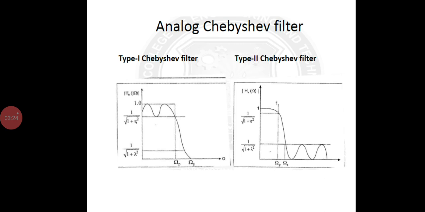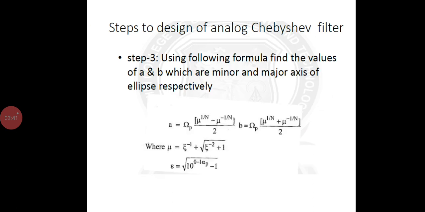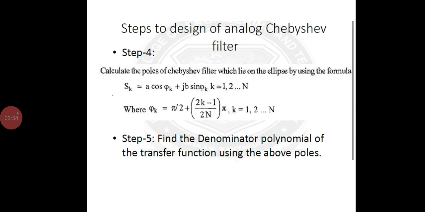And then the next one is the analog Chebyshev filter. This is the Chebyshev 1 transfer function, and next is the Chebyshev 2 transfer function. Same as in the Butterworth filter, here also the first step is to find the order of the filter N. Now we round the value to the next higher integer value. And third step, by using the following formula, find the values of a and b, which are the minor and major axes of the ellipse respectively. While we are finding a and b, we want to find the values of mu and epsilon.